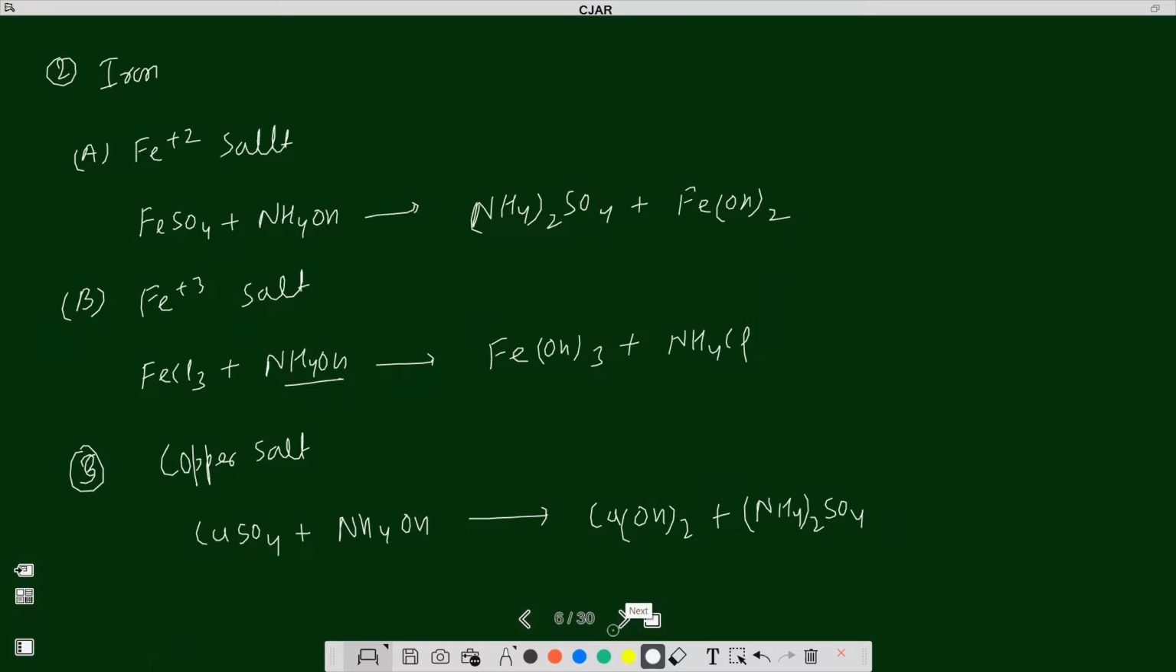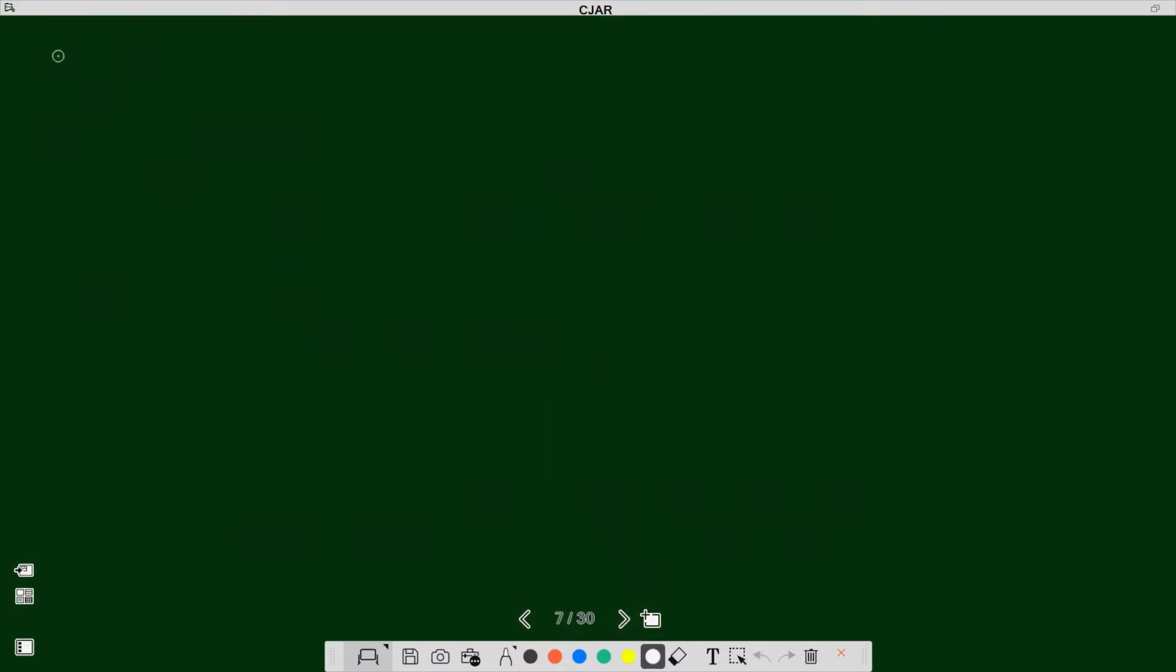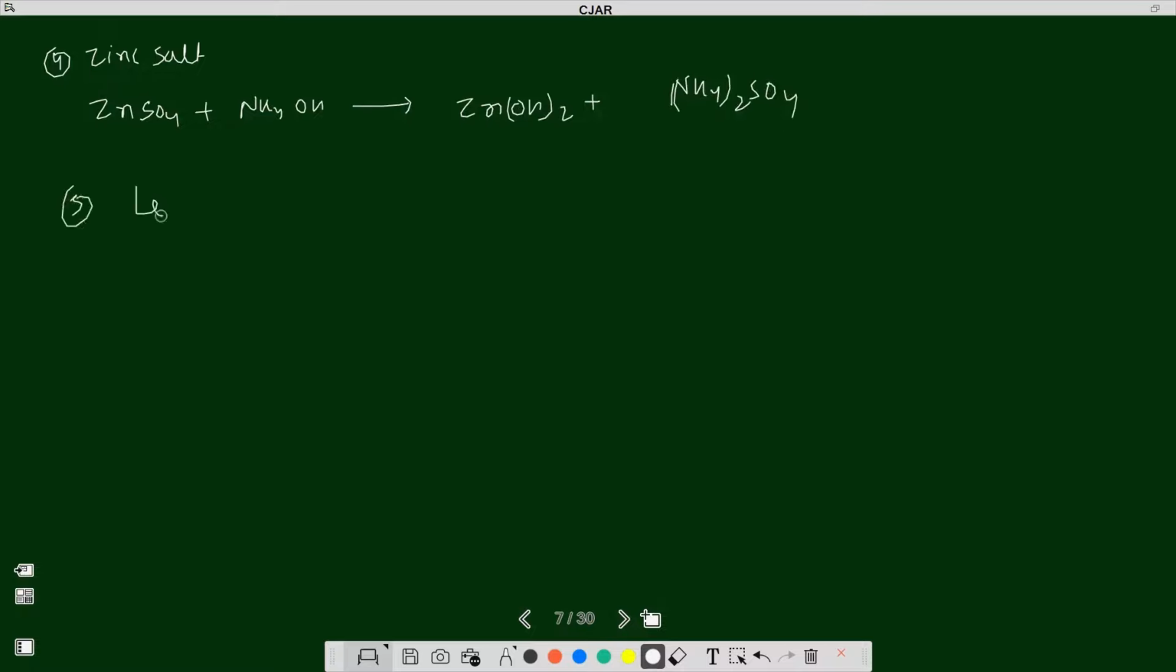Similarly, we can also react zinc salt or lead salt. Zinc salt, for example, plus NH4OH, will form zinc hydroxide and (NH4)2SO4. And now lead salt, for example PbSO4 plus NH4OH. It will form Pb(OH)2 plus (NH4)2SO4.